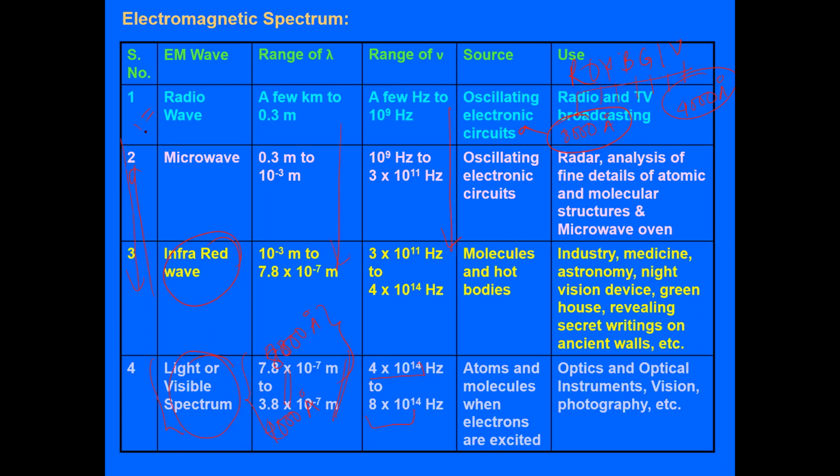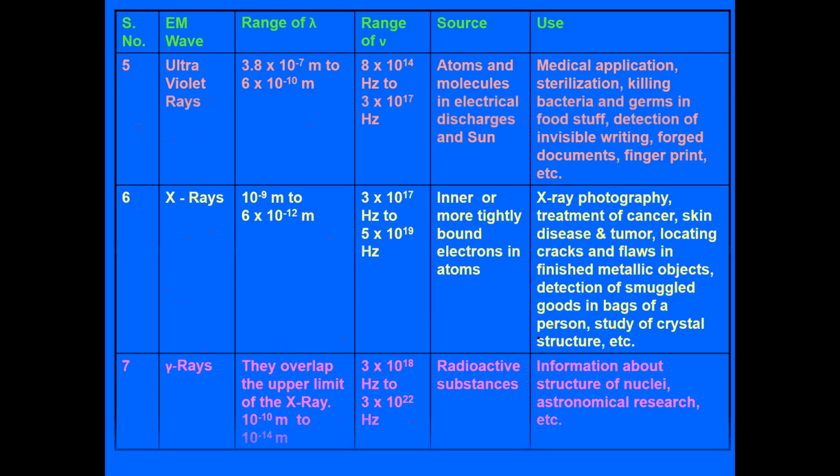Radio waves are of higher wavelengths, from a few kilometers to 0.3 meters. Then come the microwaves. We use radio waves in radio and TV broadcast. Similarly, microwaves are used in radar and different kinds of analyses. The visible spectrum is for our optical instruments; in daily life we use light. Then ultraviolet rays, and much more energetic are X-rays, and the most energetic are gamma rays.